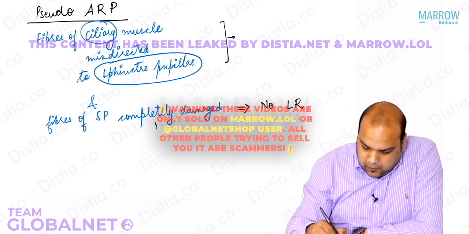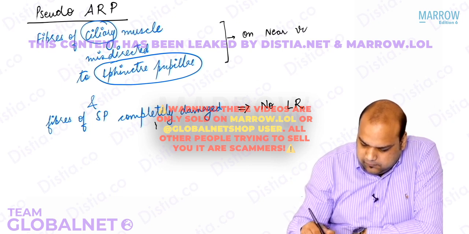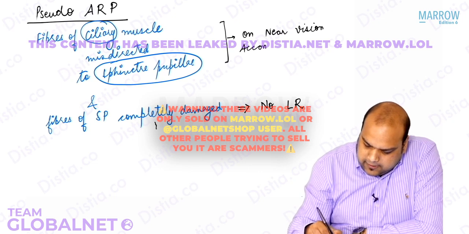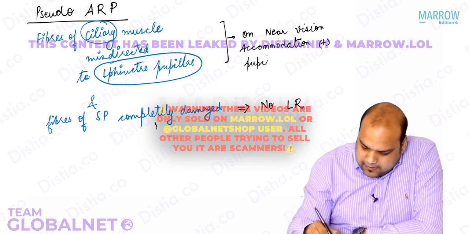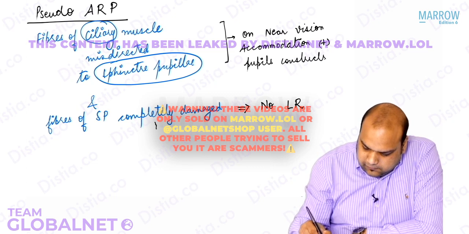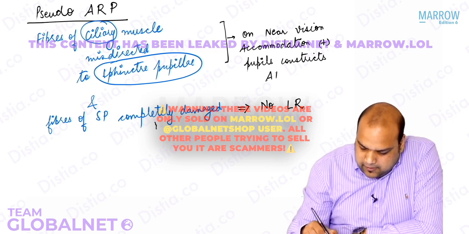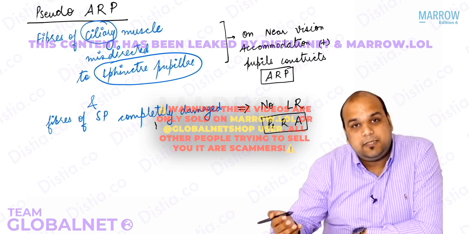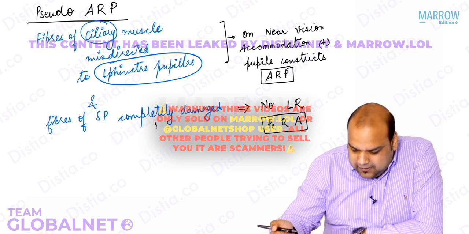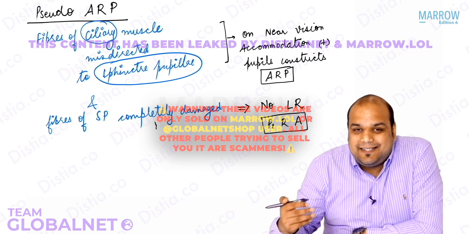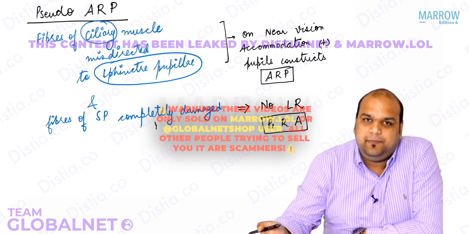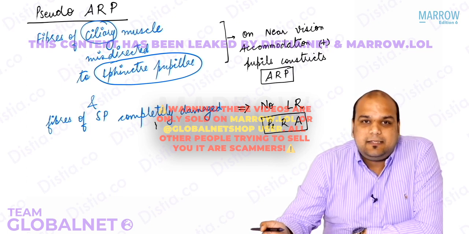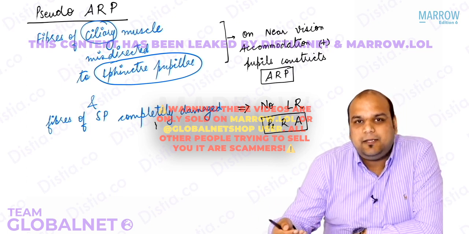But on near vision, accommodation occurs plus the pupil constricts. So we say basically accommodation reflex present, whereas pupillary light reflex absent. Argyll-Robertson pupil, pseudo-ARP: accommodation reflex is present, but the pupillary light reflex is absent. So it presents like ARP, pseudo-Argyll-Robertson pupil. I hope I'm clear here about this, everybody. And with this, I finish the aberrant regeneration, and that's all about our topic, third cranial nerve palsy.